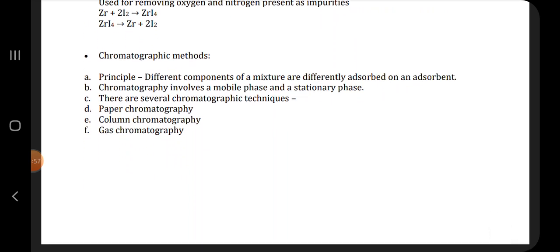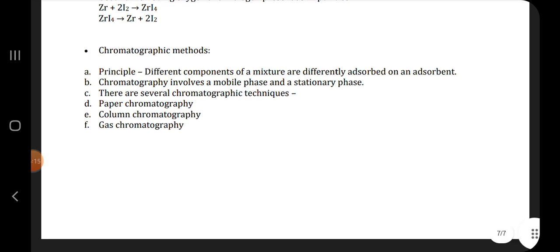Then chromatographic methods. The principle is that the different components of a mixture are differently adsorbed on an adsorbent. Chromatography involves a mobile phase and a stationary phase. There are several chromatography techniques like paper chromatography, column chromatography and gas chromatography.